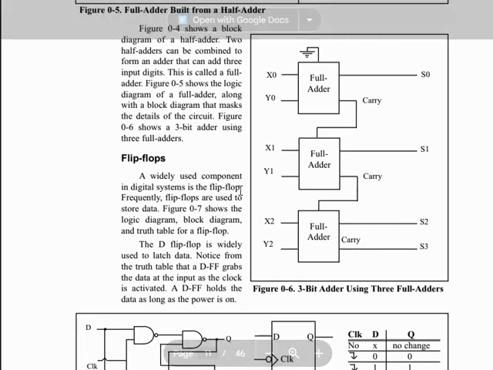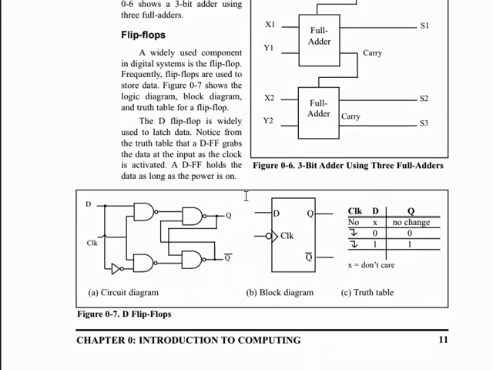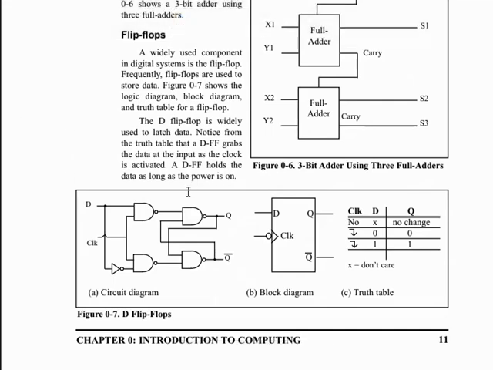Flip-flops. A widely used component in a digital system is the flip-flop. Frequently, flip-flops are used to store data. Actually, flip-flops are used for storing data in the digital system world. The D flip-flop is widely used to latch the data. Notice from the truth table that a DFF grabs the data as the input clock is activated. A DFF holds data as long as the power is on.